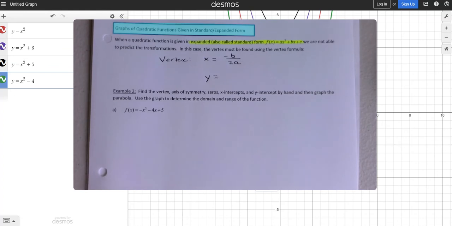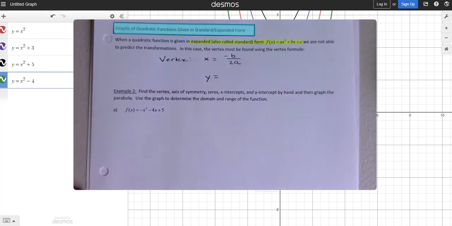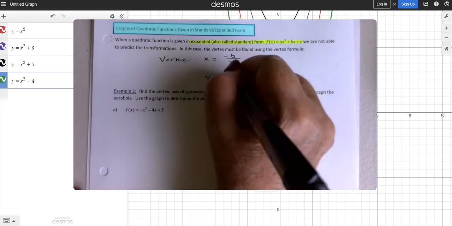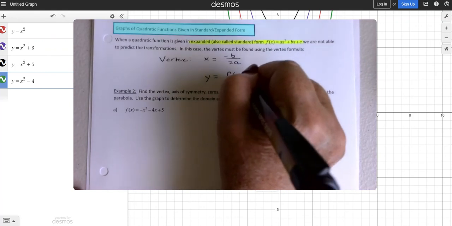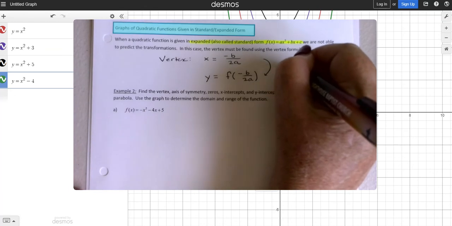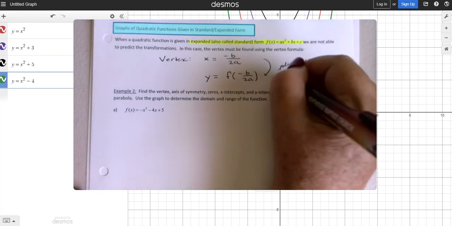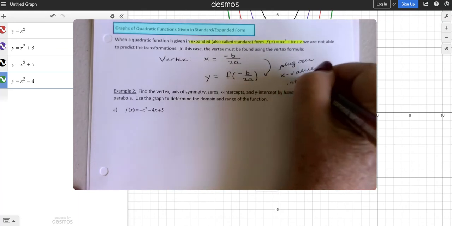To get the y value of the vertex, I can get the y value just like I can get the y value given any x value. Once I know the x, I can just plug it back in the function, and that'll give me the y. So mathematically, it looks like this: f of -b over 2a. But basically, we're just going to plug in our x value into our function.